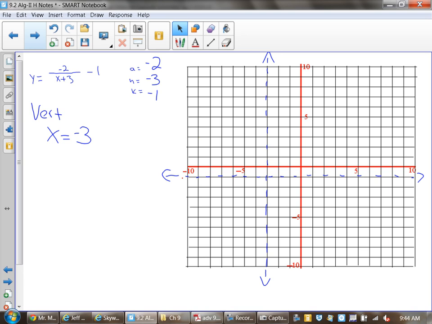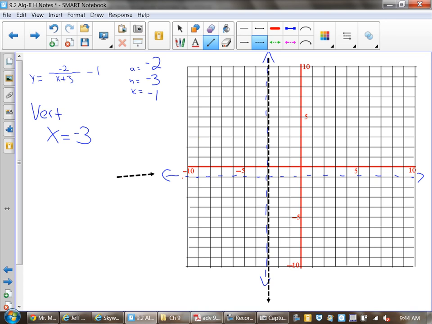The easiest way to plot these now is just to pick a couple of points. Is the glare that bad, Anna? What we're going to do here is we're going to pick a couple of... Is that better? If I do it like that? You guys okay with that then? All we have to do is pick a couple of points on either side of those asymptotes and plot them. They're going to have curves here.